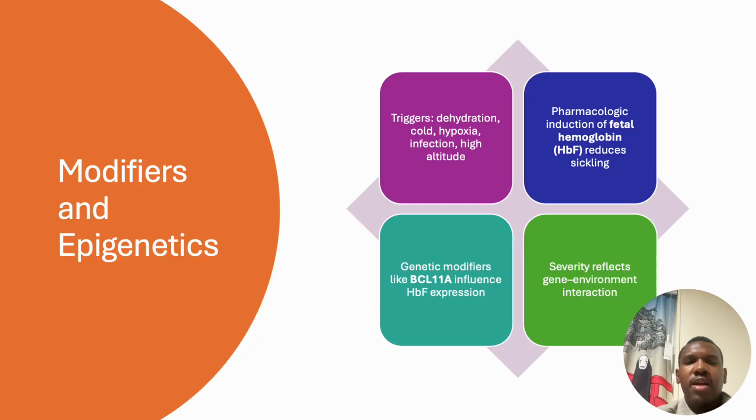Not every patient experiences the disease the same, though. Triggers like dehydration, infection, or altitude can make sickling much worse. On the other hand, higher levels of fetal hemoglobin provide protection, which is exactly why hydroxyurea works. It raises the fetal hemoglobin and reduces the crisis. Genetic modifiers like variants in BCL11A also help by keeping fetal hemoglobin levels high. So, severity of the disease reflects both the genetic background and the patient's environment.